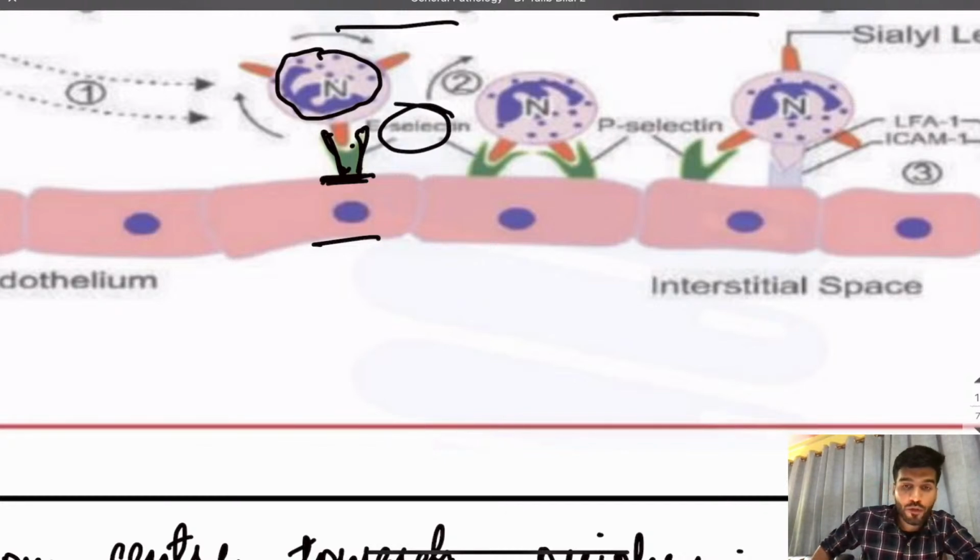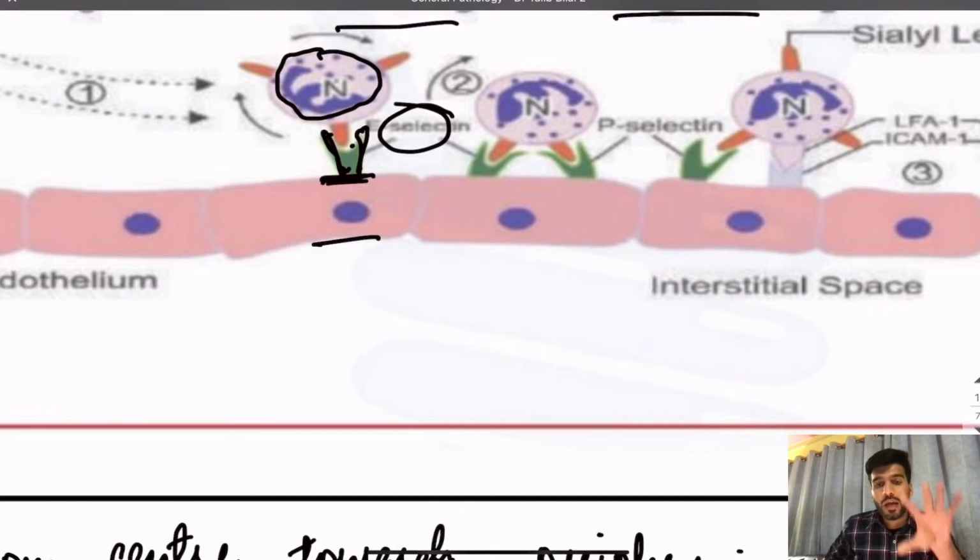Then we have different types of selectins. On endothelial cells we call them E selectins, on platelets P selectin, on lymphocytes L selectin. So what is the first step? This WBC is moving from the center towards the periphery, the first change intravascular, called margination.